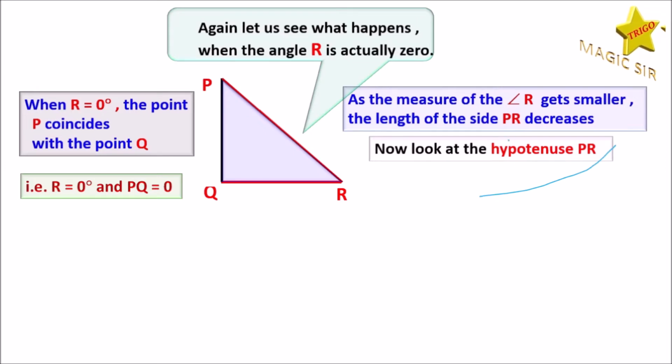Again, see the animation. As the angle R gets smaller, the lengths of PR and PQ decrease. We observe that the length of not only PR but also PQ is decreasing.